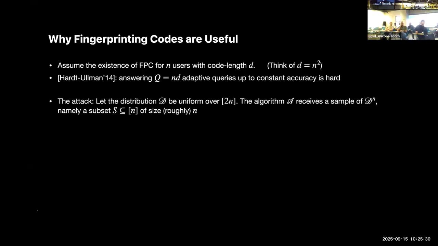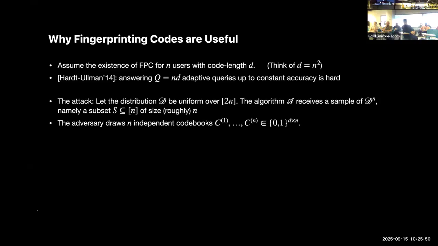So let's consider the following construction. You have your ground truth distribution D uniform over a small domain of size 2n. The algorithm receives a sample from this domain, and just think of it as a subset S of size roughly n. Sorry, a subset of size 2n here. And then the adversary will do the following. It first draws n independent codebooks from the fingerprinting construction. And then it interacts with the algorithm for T adaptive epochs, let's say.